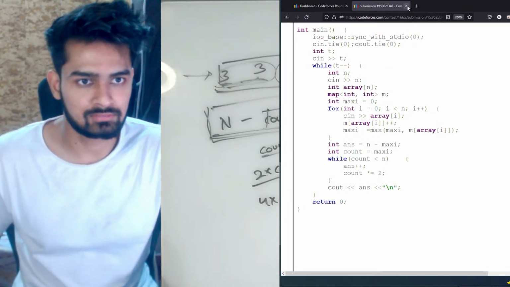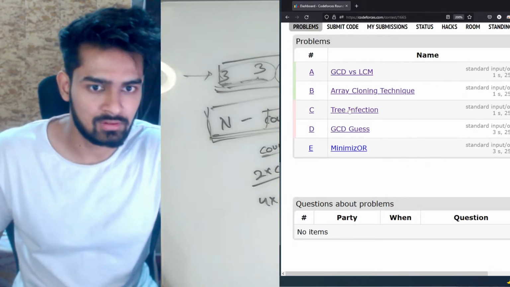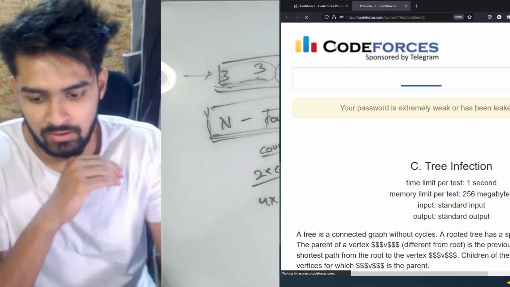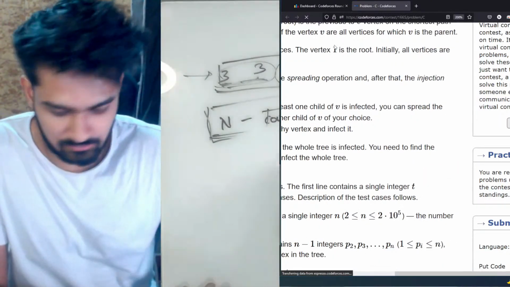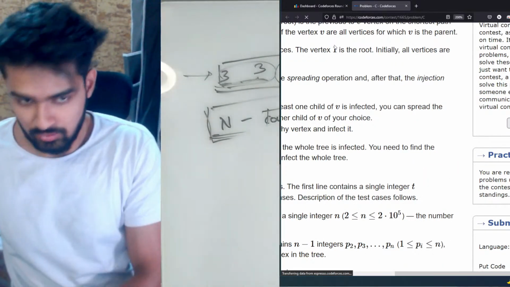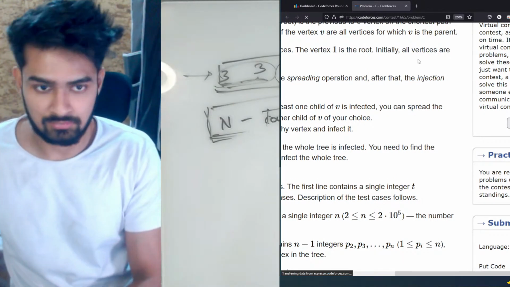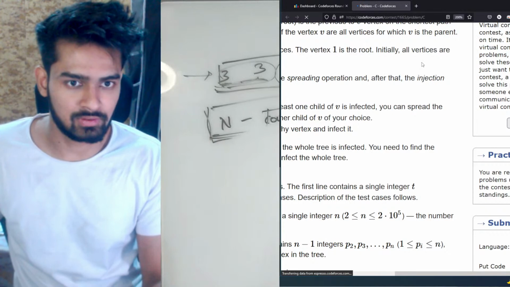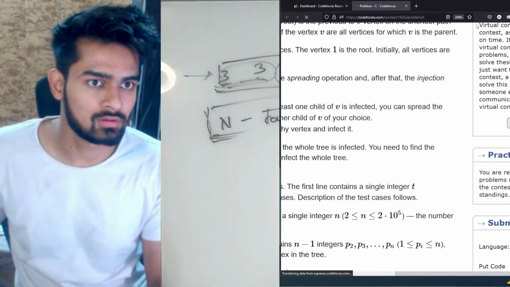Okay, cool. Got it. Thanks. Okay, infection. Okay, I need to zoom out now.